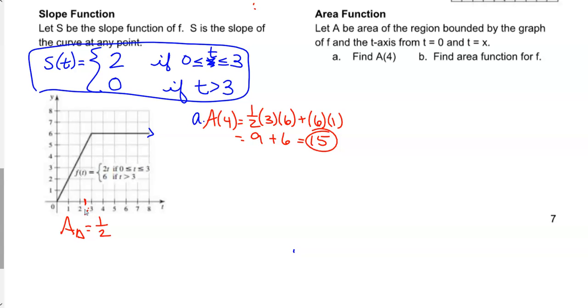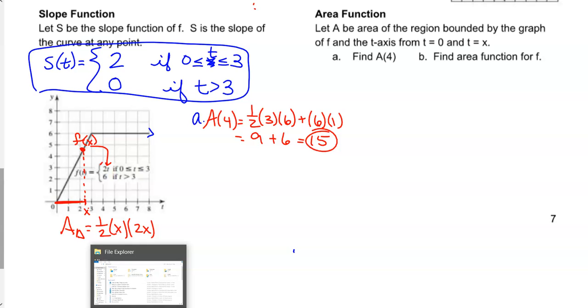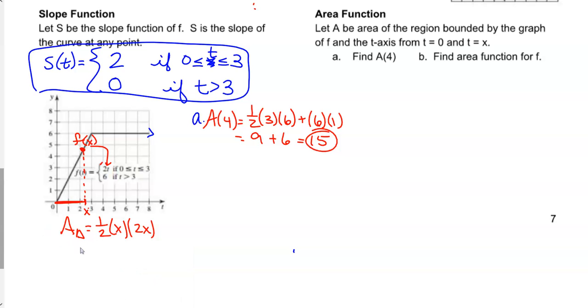So maybe I'm going to let this be x. The corresponding height right there, remember, is f of x, and it is along this line of 2t, or if I throw x in there, it would be 2x. So the area of a triangle is 1/2 of its base. Well, the base up to x is going to be x times the height. Well, that's the f of x. What was f of x? That length is 2x. And so I can simplify this expression and say, okay, half of 2 gives me 1, therefore x times x is x squared.